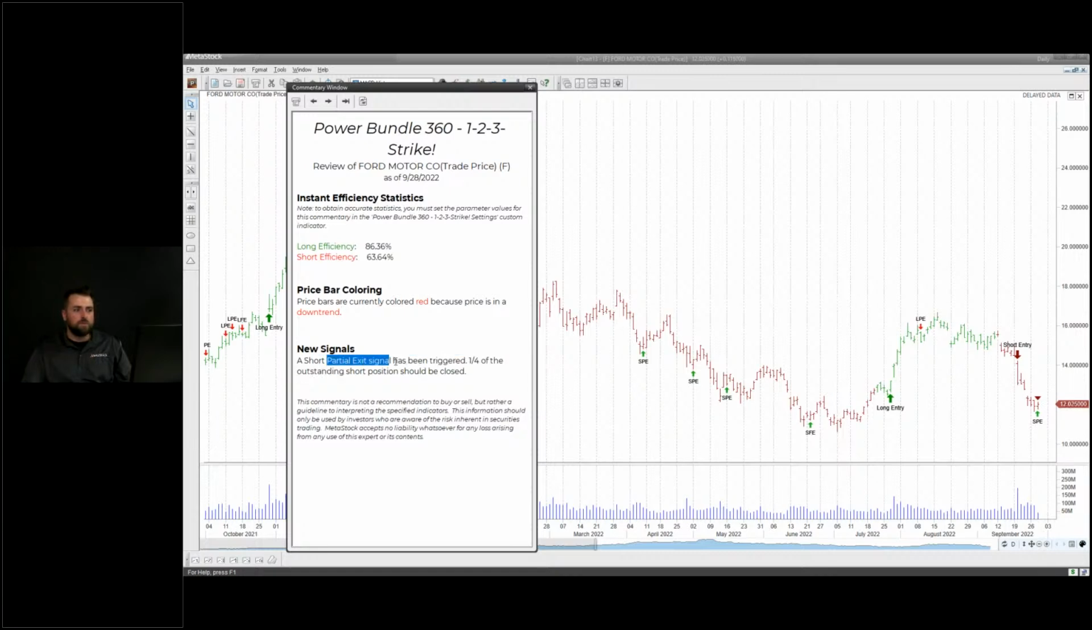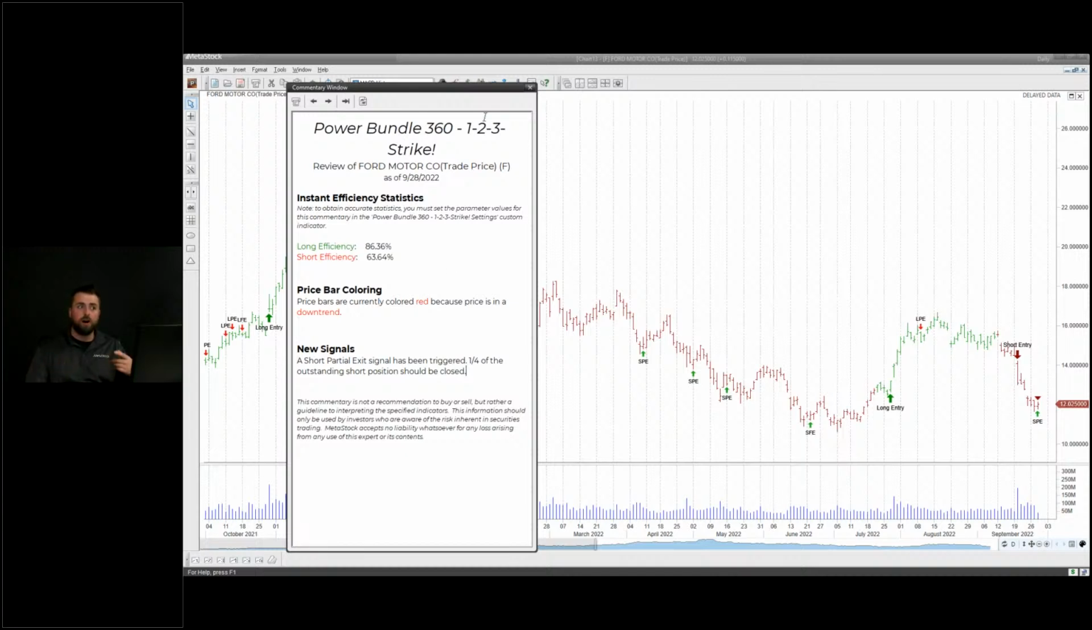And this one says with this short partial exit, it recommends taking 1/4 of the outstanding short position should be closed. So this says to close out 1/4 of your position if you want with this. There are actually methods of kind of changing this around. If you don't like doing as many partial exits, you can change the parameters of all the power bundle indicators so that they can meet your trading style a little bit better and match up with your market a little bit better if it trades a certain way.